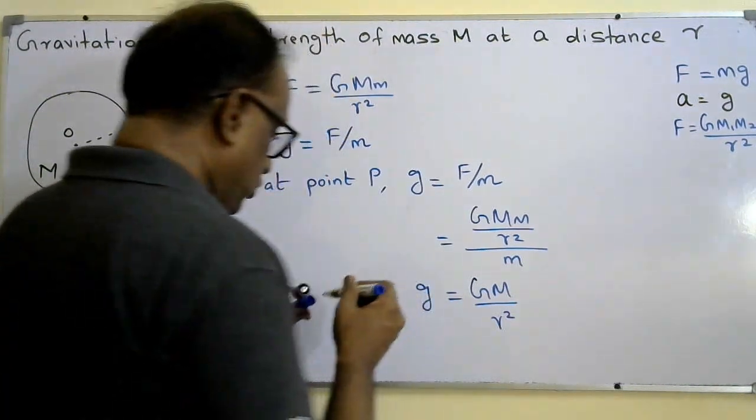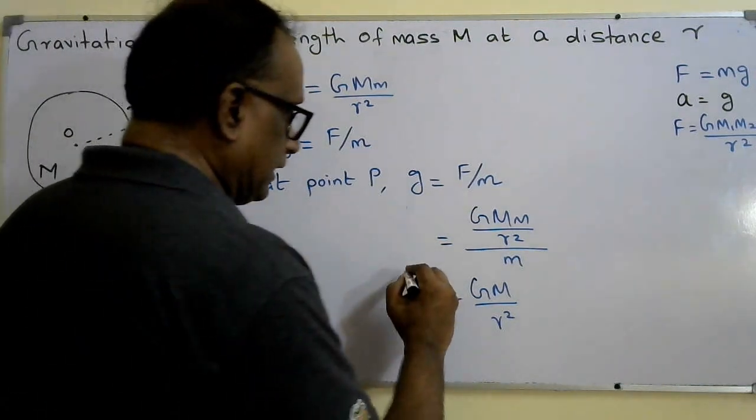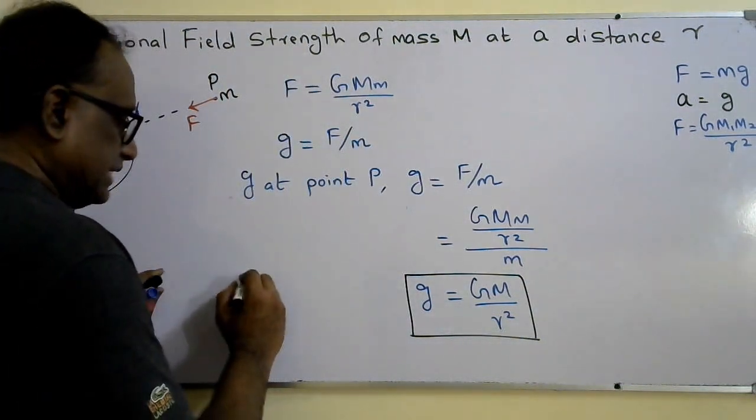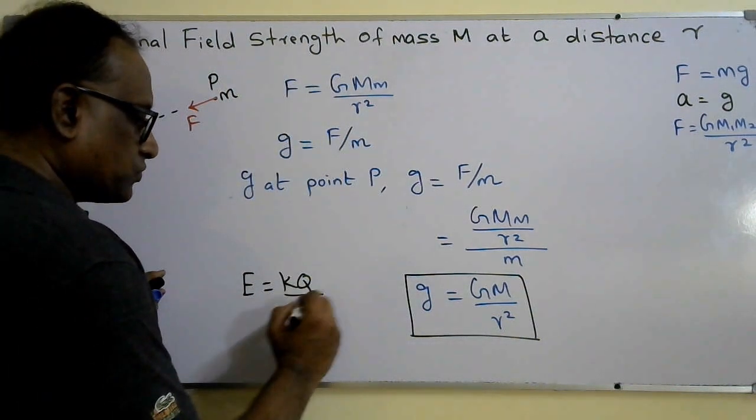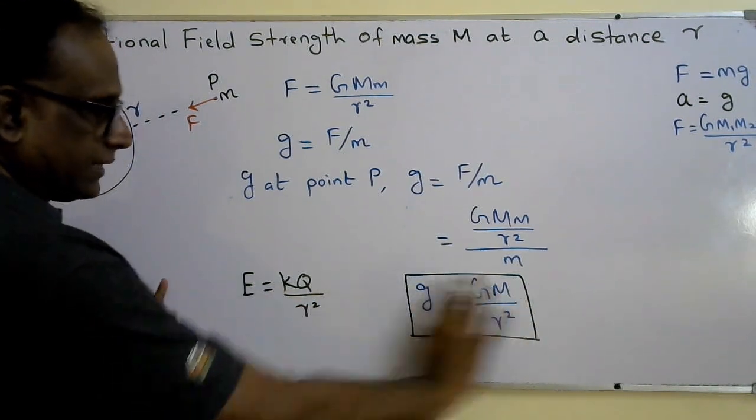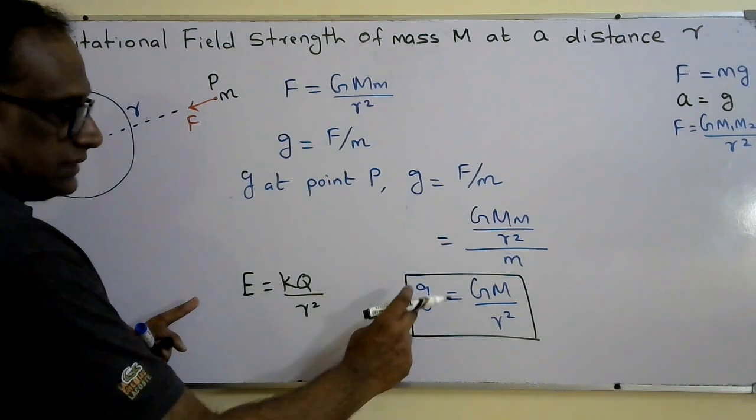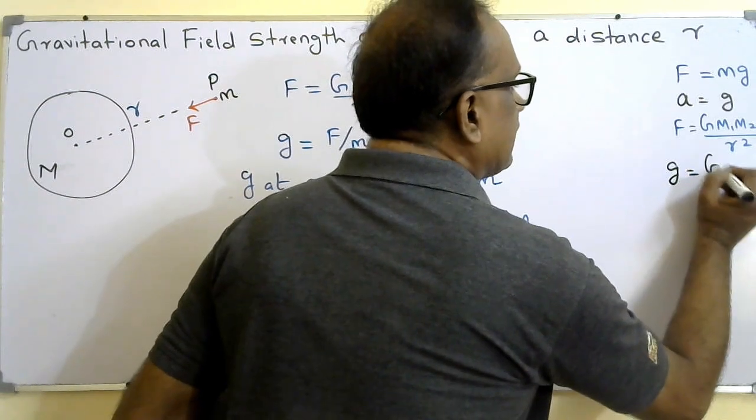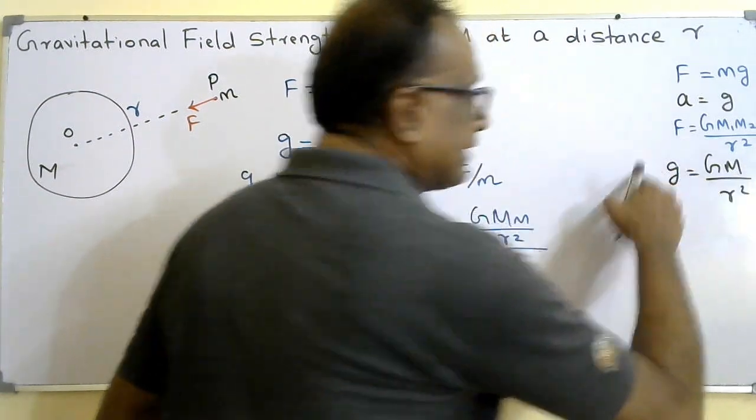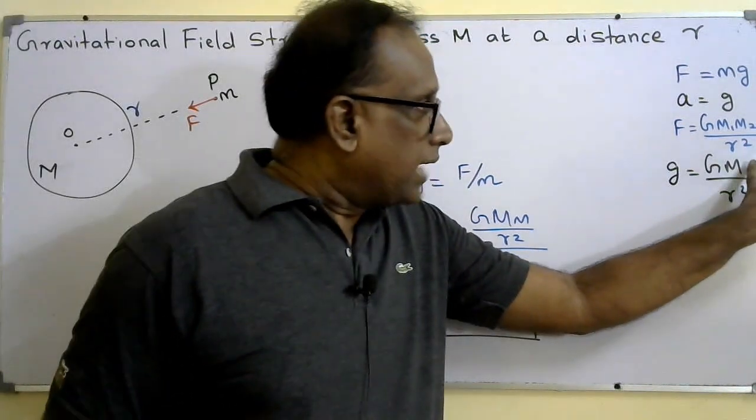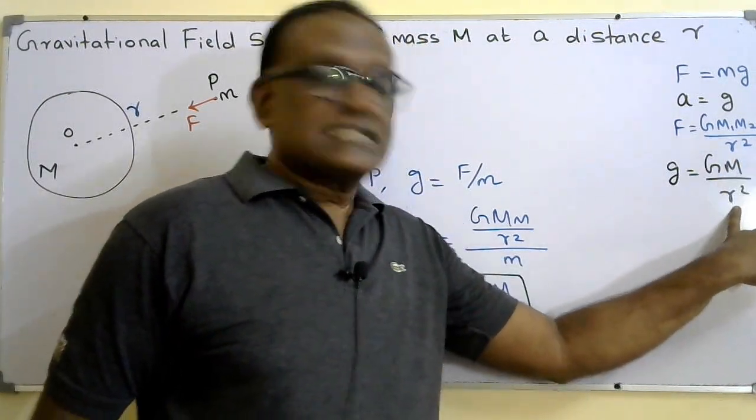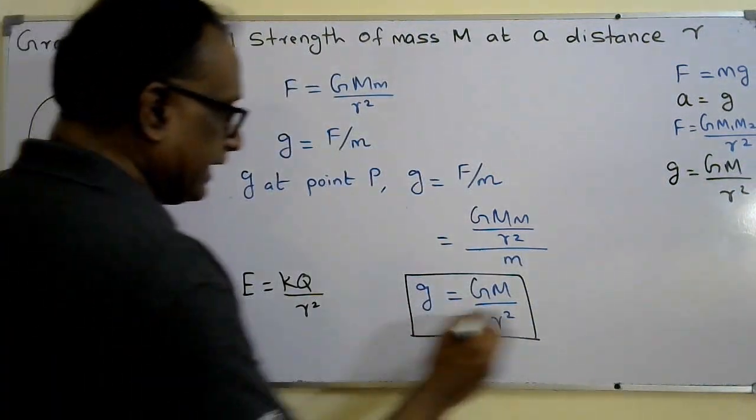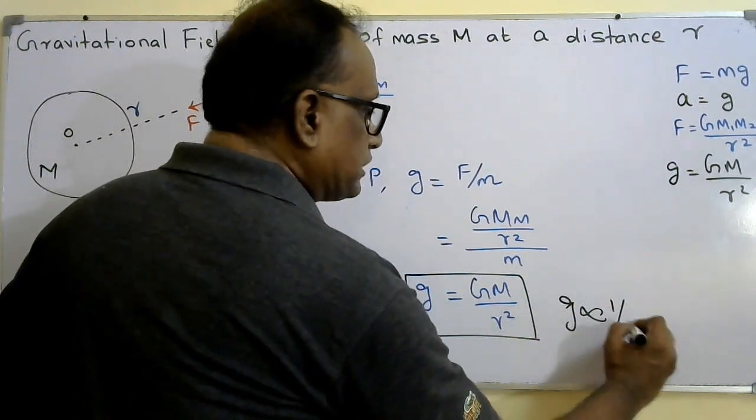So g equals G M over r squared is a very important equation in gravitational field. A similar equation we got in electric field, where E equals k q over r squared. You can compare the similarities, the same pattern. g equals G M over r squared. That means the gravitational field strength of a particular mass M obeys the inverse square law. G is constant and M is constant, so g is inversely proportional to r squared.